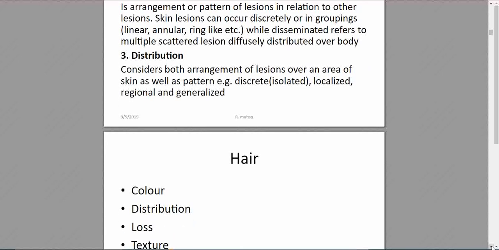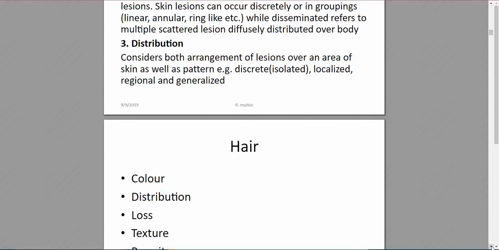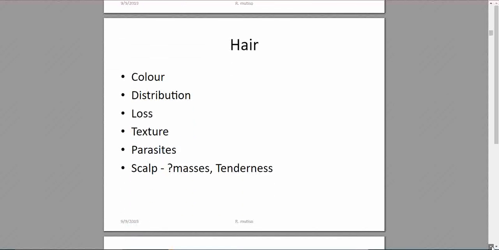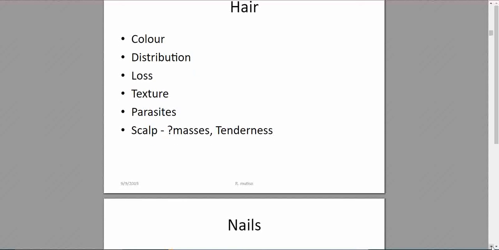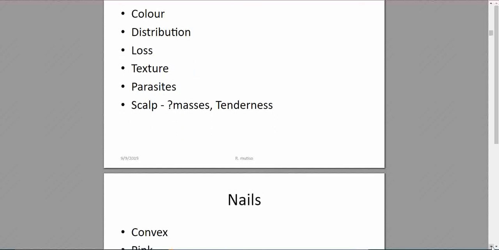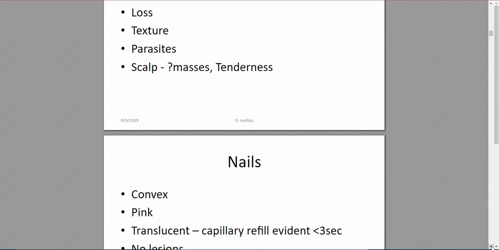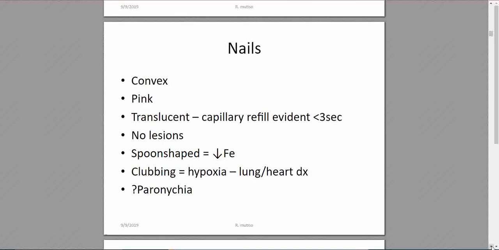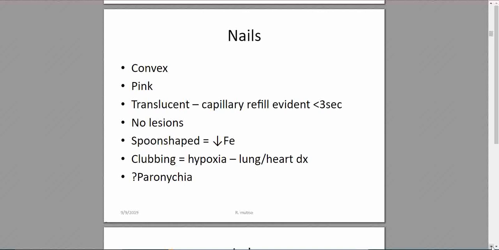Then distribution considers both the arrangement of lesions in an area of skin as well as the pattern, like localized, regional, and generalized. Next, check on hair: color, distribution, loss, texture, parasites. If it is the scalp, check for masses and tenderness. When it is nails, check the color, whether pink, translucent, and check capillary refill, which should be less than 3 seconds.